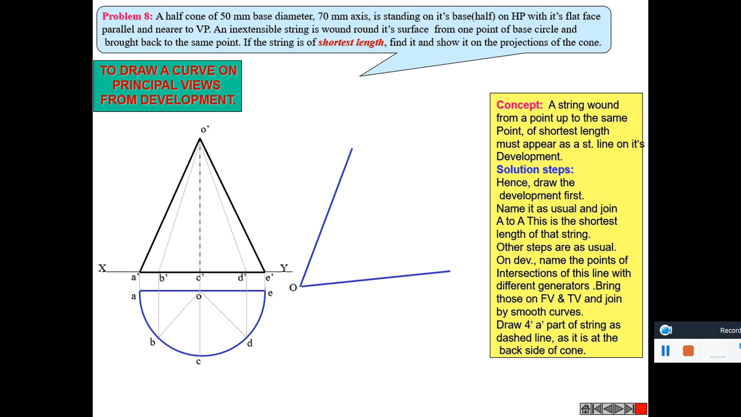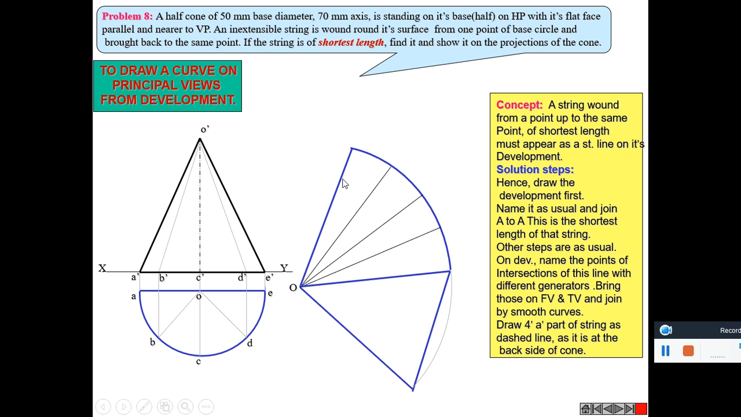Draw the development of the half cone, and the other surface is a triangle. It is divided into 4 parts, theta = r by l into 360. This is the shortest distance, where the point starts from A, rotates around, and reaches the point A itself through the back. Find the shortest distance. So this is the shortest distance.